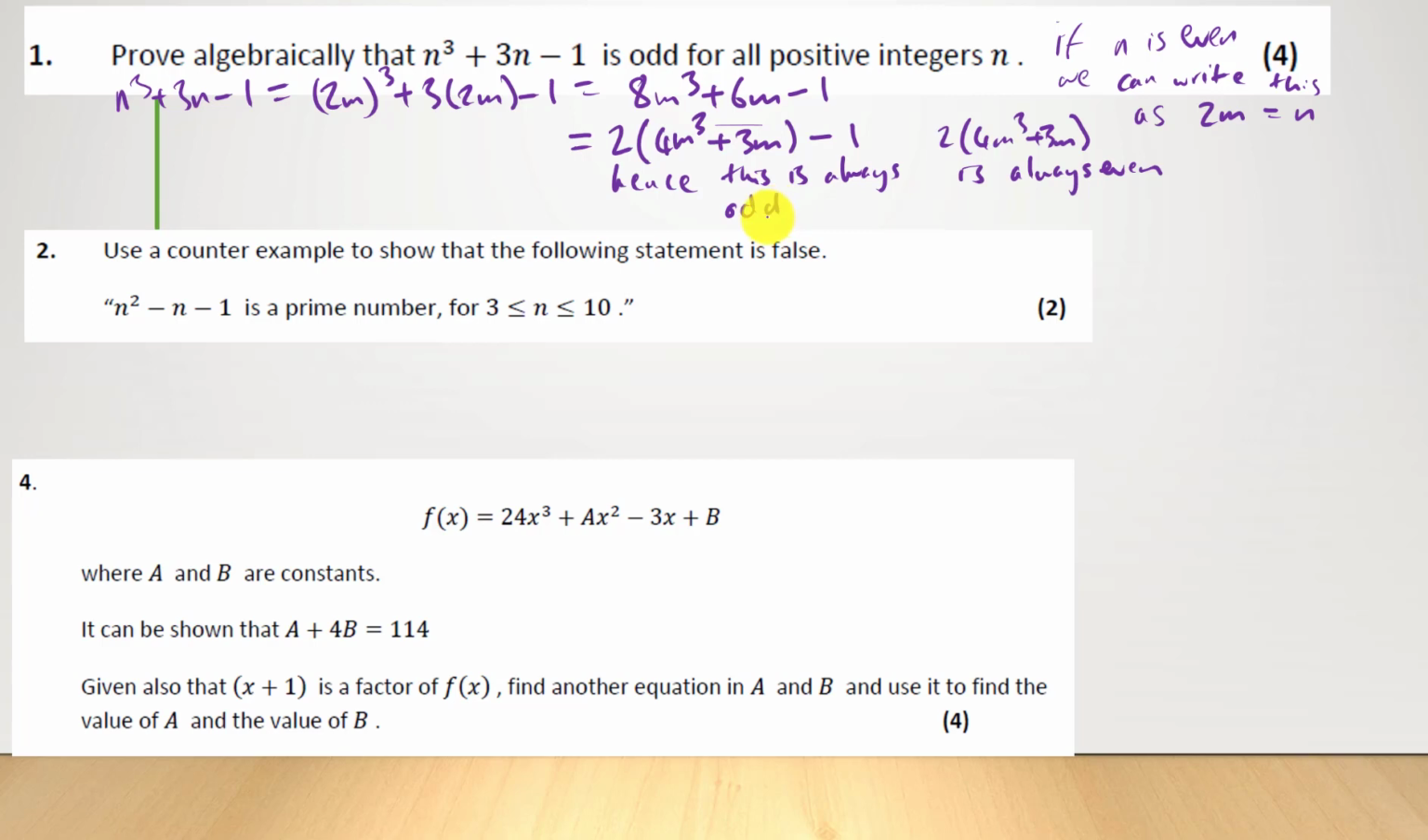Right, so we've done that for even numbers. So if n is odd, we can represent this as 2m plus 1, right?